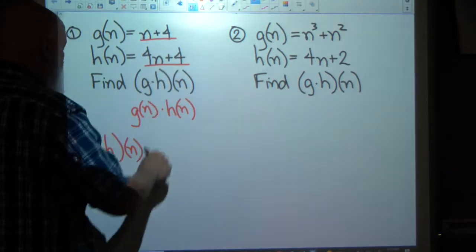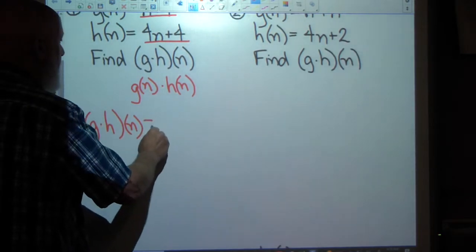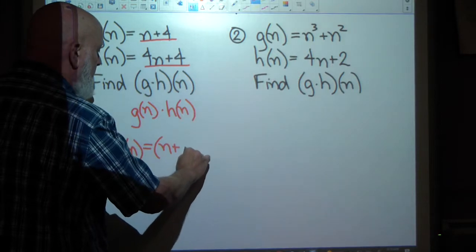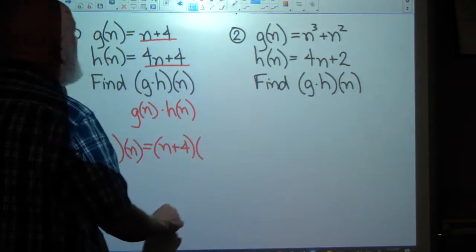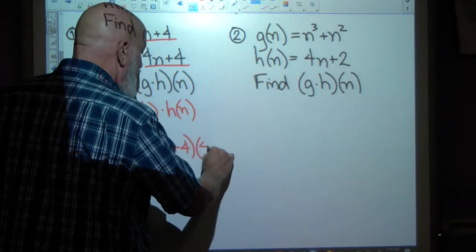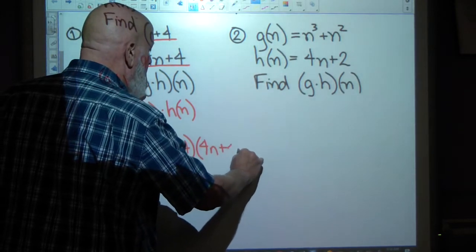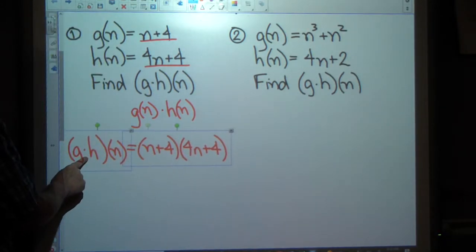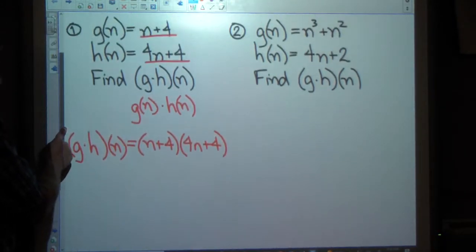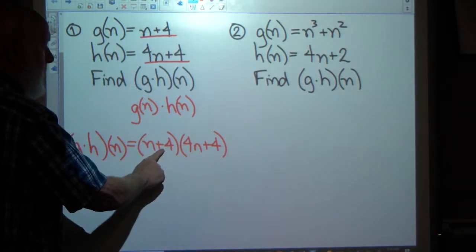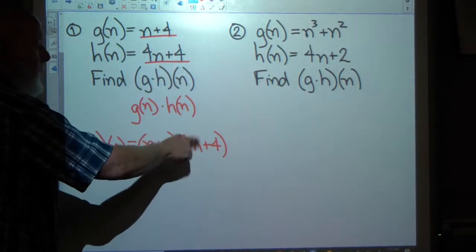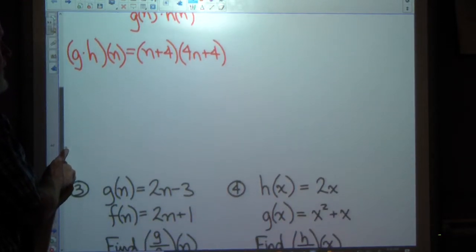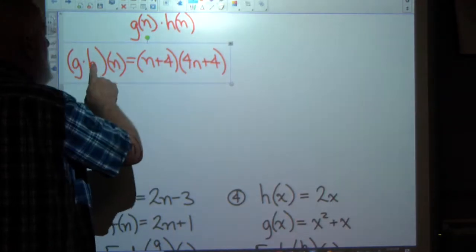Now that's a binomial times a binomial, so I'm going to have to FOIL. That will be n plus 4 times the quantity, 4n plus 4, and that will give us g of n times h of n. And now I'm going to FOIL, combine like terms, and I'll be looking at the product of those two functions.